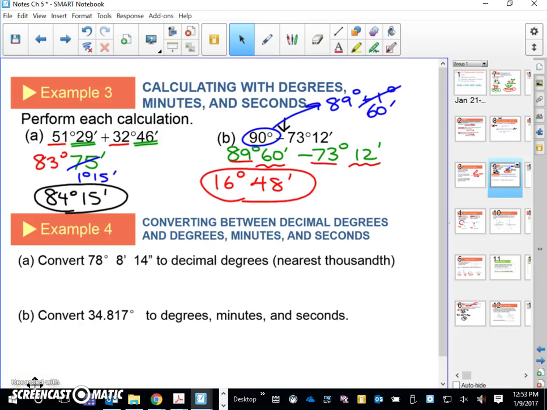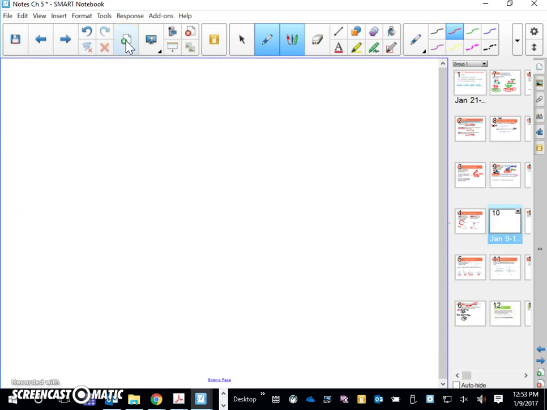Okay, example 4 is the hardest thing. We're converting back and forth between decimal degrees and degrees, minutes, and seconds. So when you see DMS, or if you ever see DMS, so degrees, minutes, and seconds. Okay? So the conversion, here's what I want to do. Let's do a couple of quick examples.